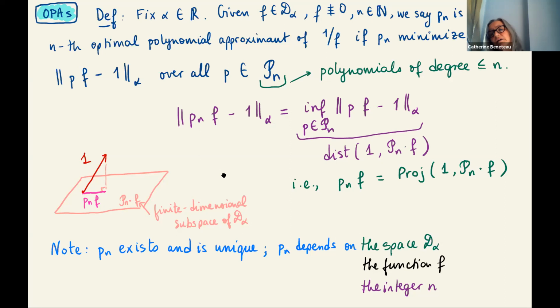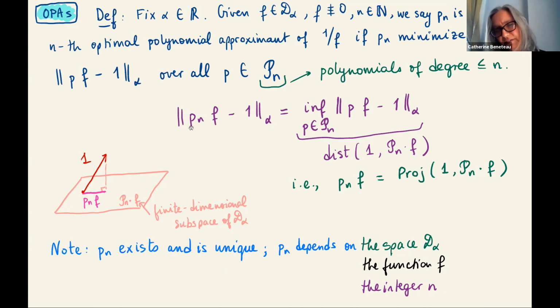So that means that Pnf is the projection of 1 onto the space. It always exists and it's unique. So this polynomial depends on a lot of things, right? It depends on the space. It depends on the function, and it depends on the integer n that I'm interested in.